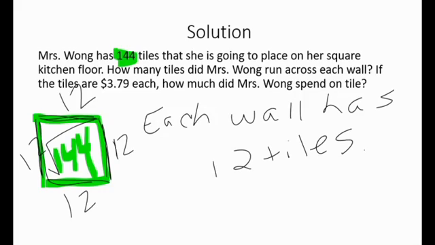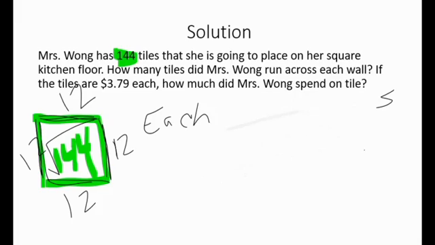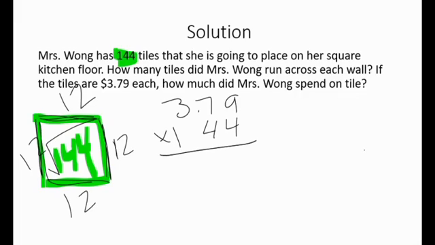Now I need to know if each tile is $3.79 each, how much did she spend on tile? I'm going to go ahead and erase this here so I have room to do my multiplication. So I have 144 tiles in all, and each of them is worth $3.79 each. So I do 379 times 144. I do 9 times 4 is 36, and then I carry the 3. 7 times 4 is 28 plus 3 is 31. Carry the 3. 4 times 3 is 12. 12 plus 3 is 15.